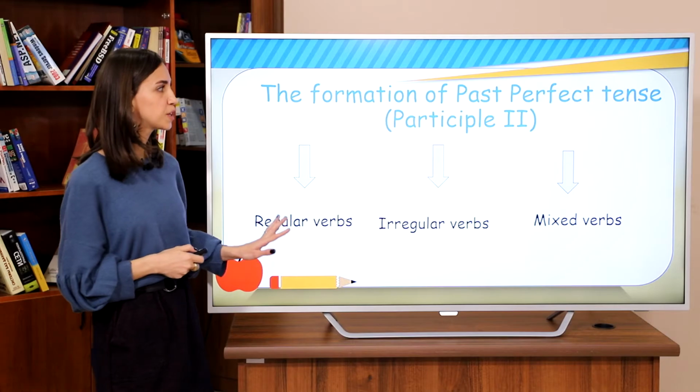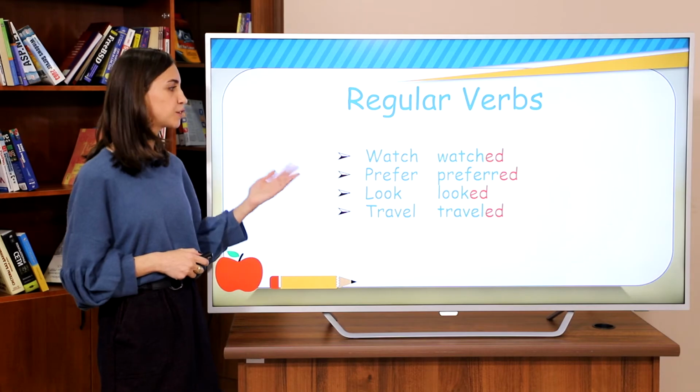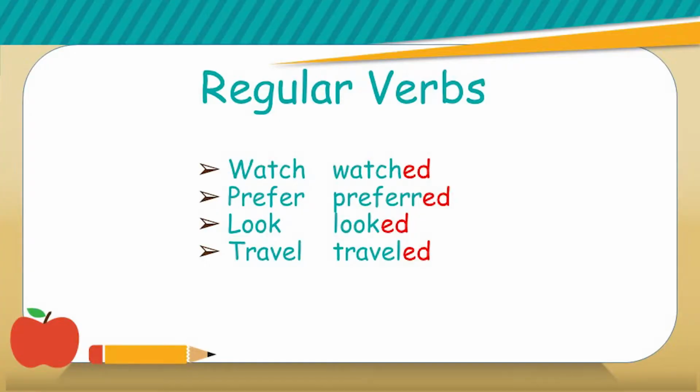So, the formation of past perfect tense. Here we are going to know how to form participle two for regular verbs, irregular verbs, and mixed verbs. For regular verbs, we are just adding to the end of the word ed. Watch, watched, prefer, preferred, look, looked, travel, traveled.